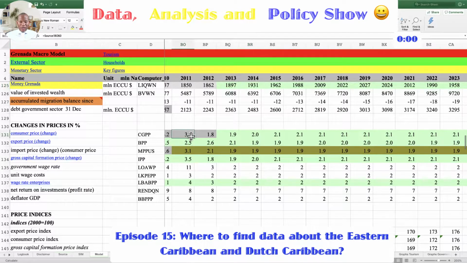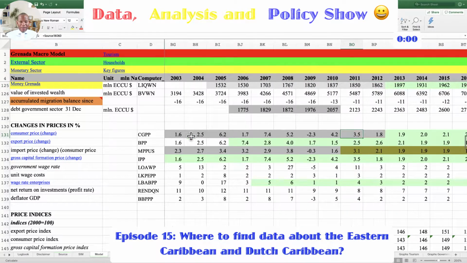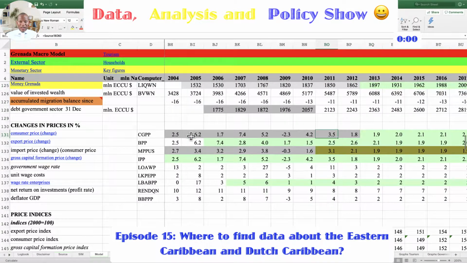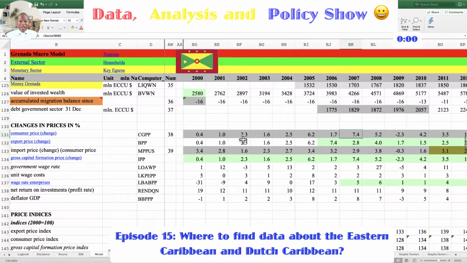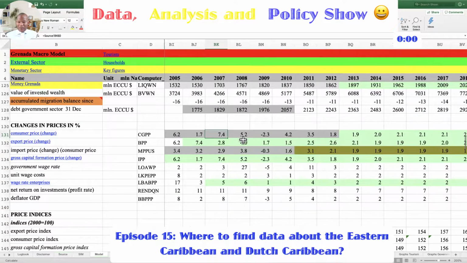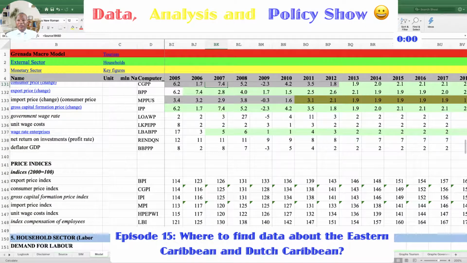Consumer price. Let's look at the inflation. How big is the inflation in Grenada? You see here a high number, 7.4. That means that the purchasing power, the buying power of people has decreased in 2007 considerably. See, these are the prices. So that is a lot of information.